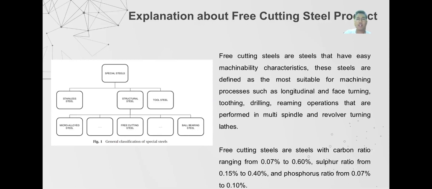These steels are defined as the most suitable for machining processes such as longitudinal and turning, toothing, drilling, reaming, or fashion that are performed in multi-spindle and full turning lathes. Pre-cutting steels in general are steels with carbon ratio ranging from 0.07% to 0.6%, sulfur ratio from 0.15% to 0.4%, and phosphorus ratio from 0.07% to 0.1%.